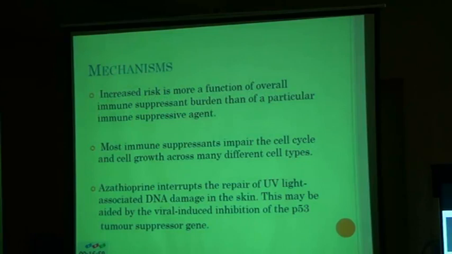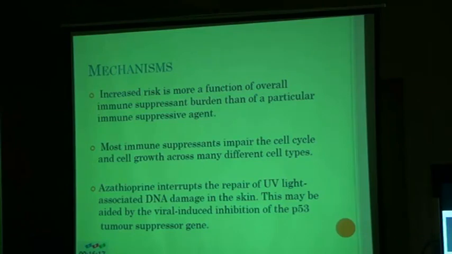Now we come to the mechanism by which cancer occurs after transplantation. Of course, increased risk is more a function of overall immunosuppression, the net immunosuppression burden, than a particular type of immunosuppression. So the net immunosuppression is very important. Most immunosuppressants impair the cell cycle and cell growth, and this can lead to cancer at the time. But azathioprine has a unique mechanism. It interrupts the repair of ultraviolet light-associated DNA damage, so it will predispose to malignancy.